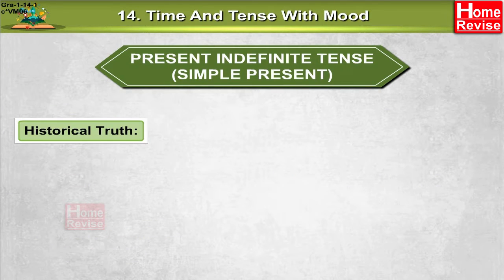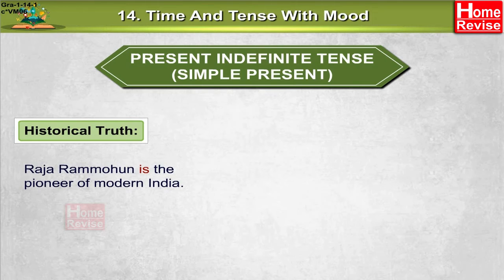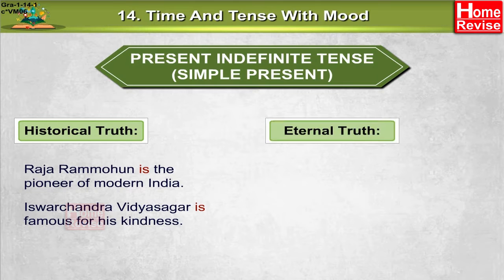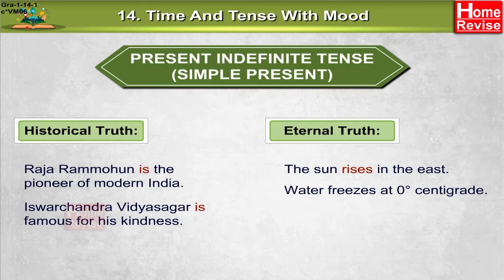Historical truth: Raja Ram Mohan is the pioneer of modern India. Ishwar Chandra Vidyasagar is famous for his kindness. Eternal truth: the sun rises in the east. Water freezes at 0 degrees centigrade.